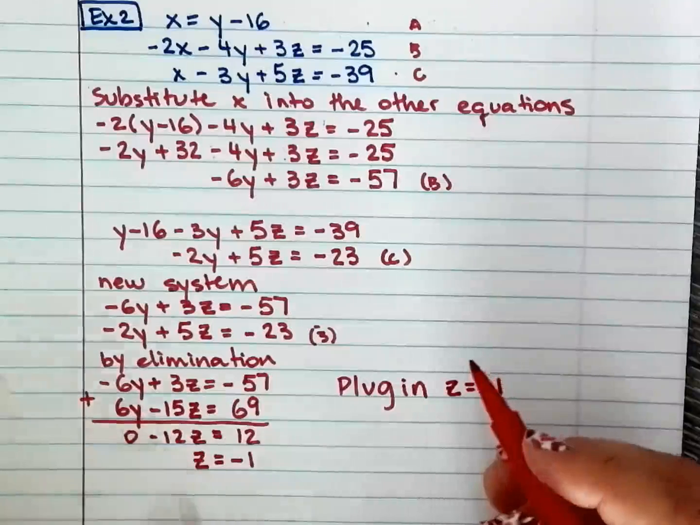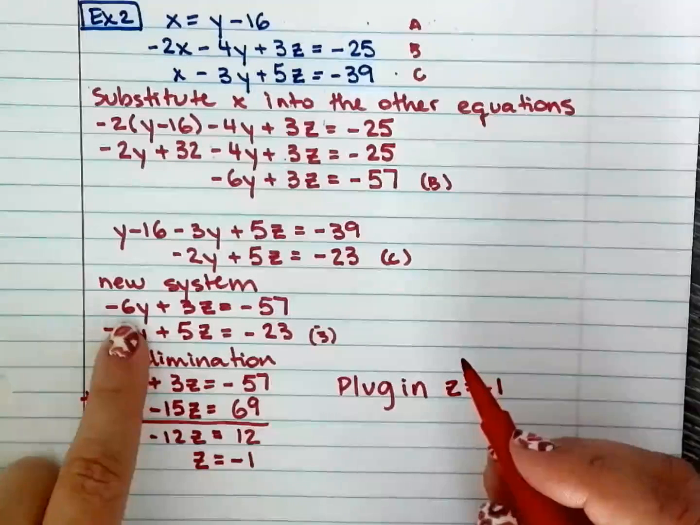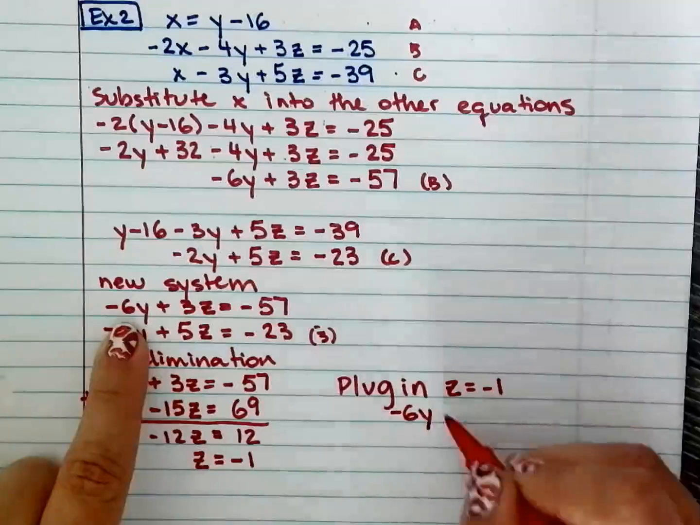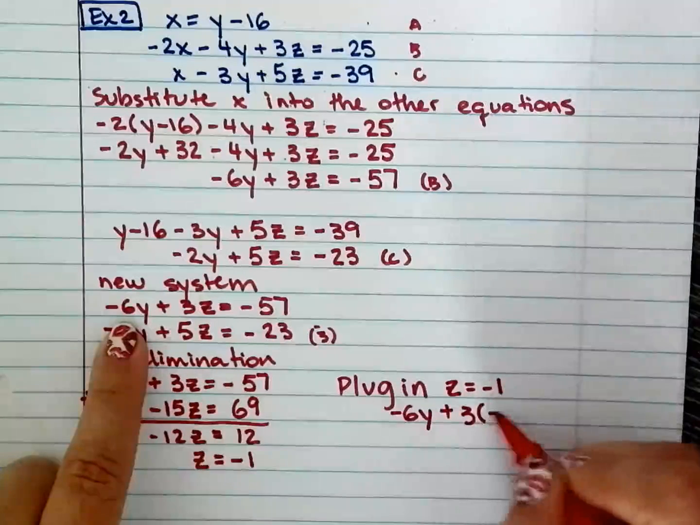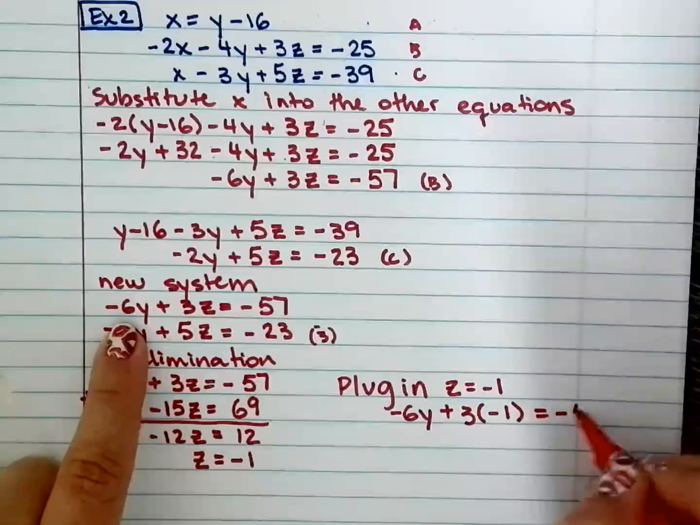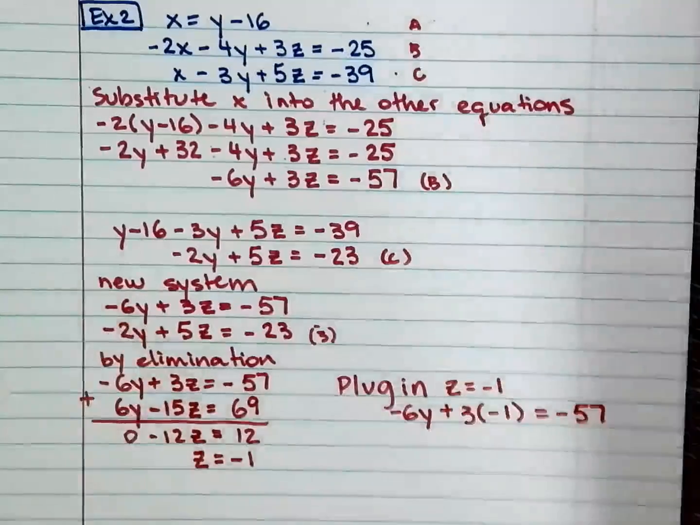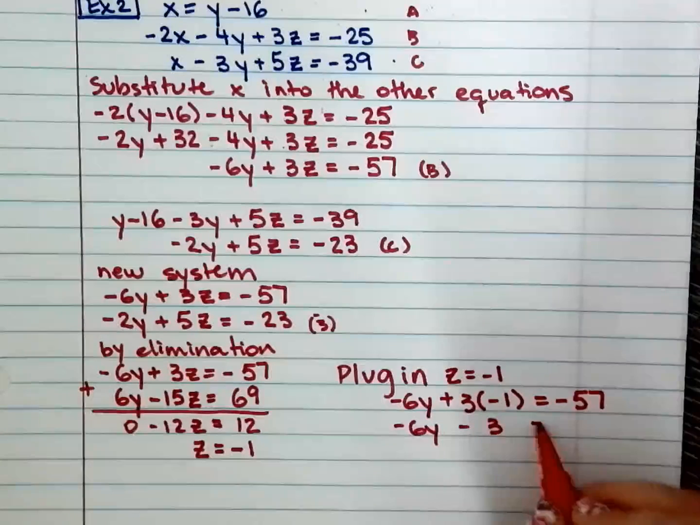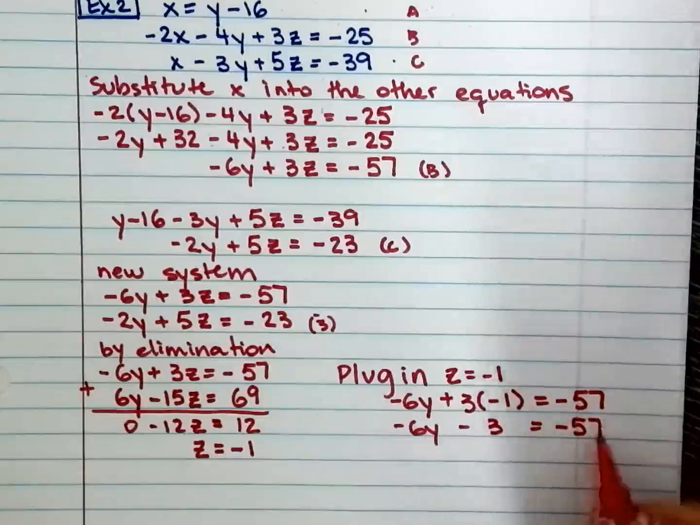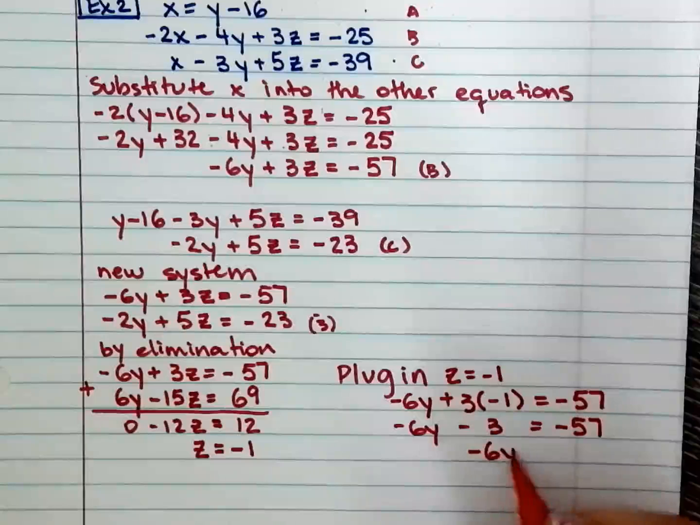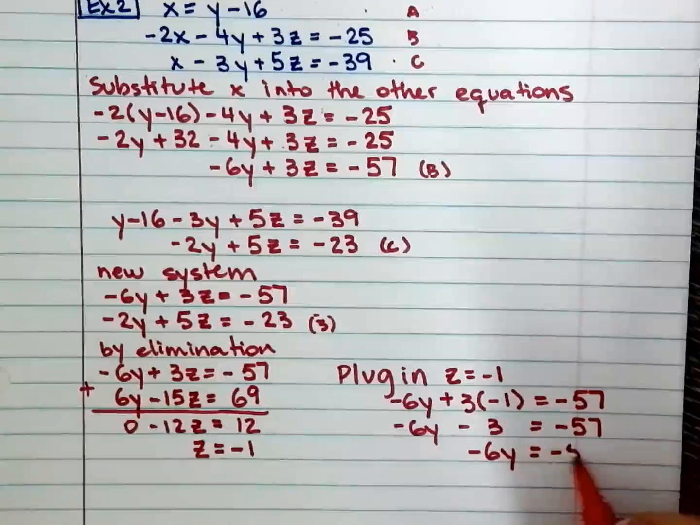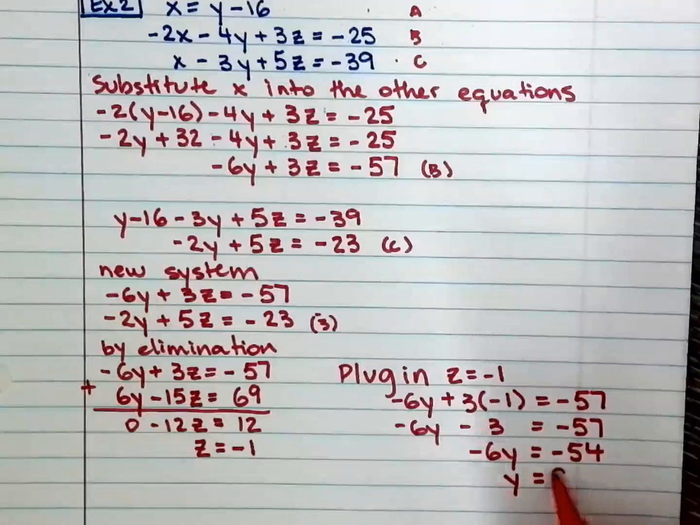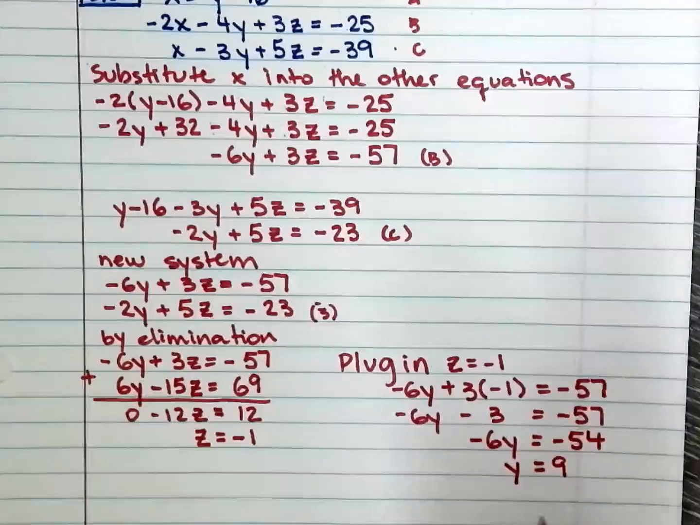So you just choose one. It doesn't matter. You're going to get the same answer. I'm just going to choose the first one just because. -6y plus 3z, z is -1. Add 3 to both sides. That leaves you with -54. Divide by -6 on both sides. Now you have y equals 9.